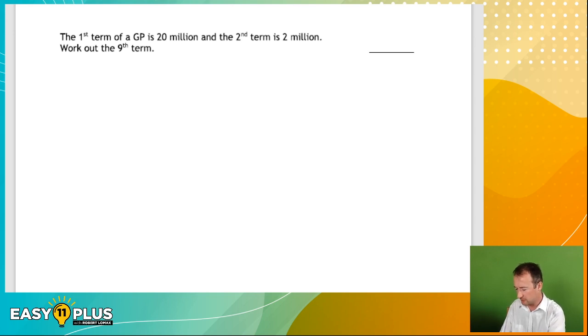So 20 million to 2 million. Let's ignore the word million. Let's just think about 20 and 2. So if I want to get from 20 to 2, what do I multiply or divide by? The answer, of course, I've lopped off the 0, which means that I have divided by 10.